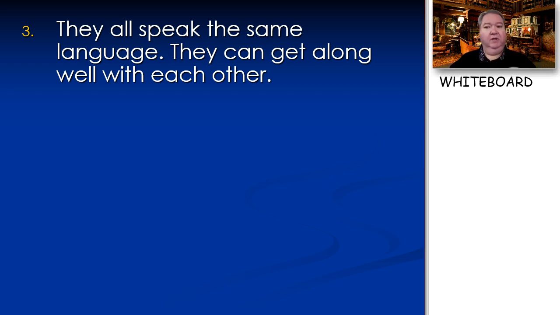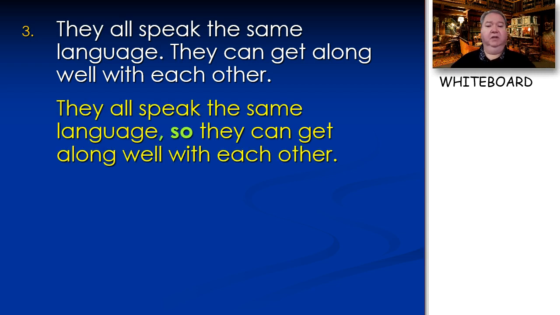They all speak the same language, so you might think, okay, they can communicate well, maybe that helps them get along. So to say, but they can get along well, that doesn't really make sense. Or they speak the same language, or they can get along well, that's one or the other, and that doesn't make sense either. So let's go with so. They all speak the same language, comma, change the period to a comma, add the conjunction, change the capital letter to a lowercase. Now they all speak the same language, so they can get along well with each other. Really? Does that make sense?